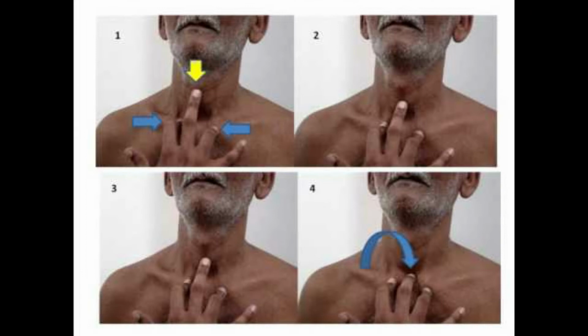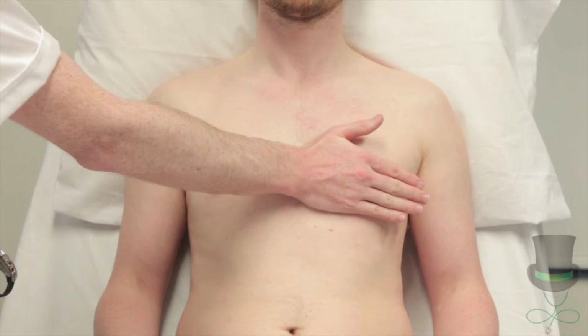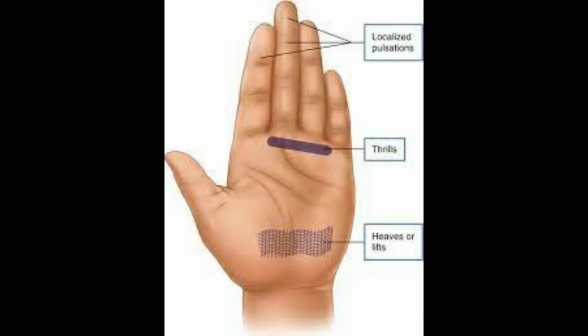Next, we have to check the position of the trachea and palpate the chest to assess if there is any presence of thrill in the precordial areas. Next, about the examination of the shape of the chest.